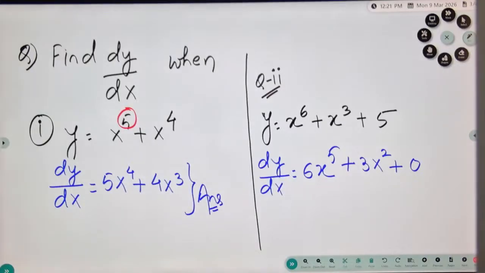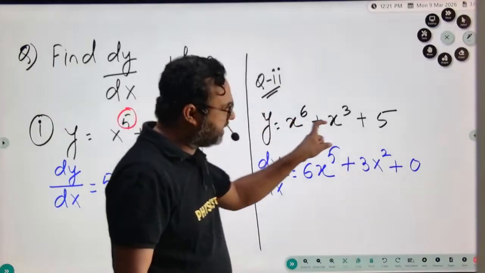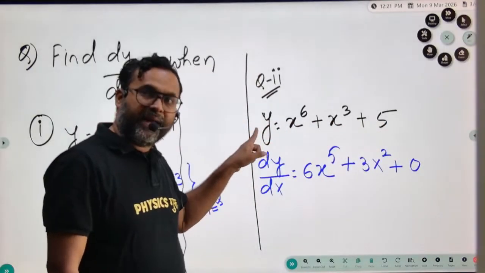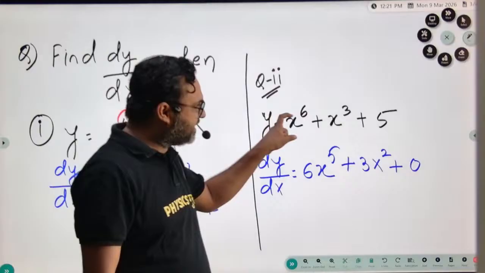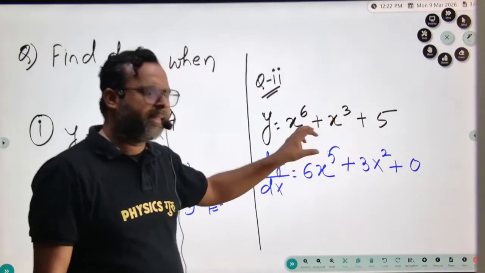But what exactly is y in the first one? Basically, y is a function. They have given y as a function. So in physics, they will give you s, distance, in this format. That means this distance is a variable distance.